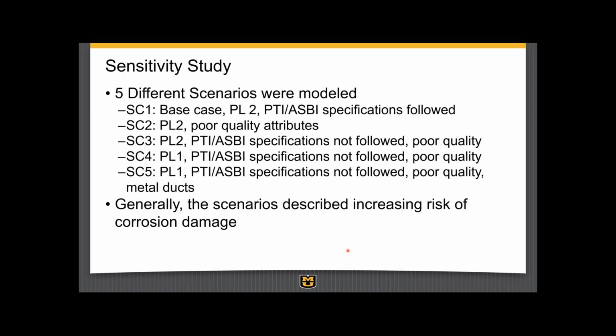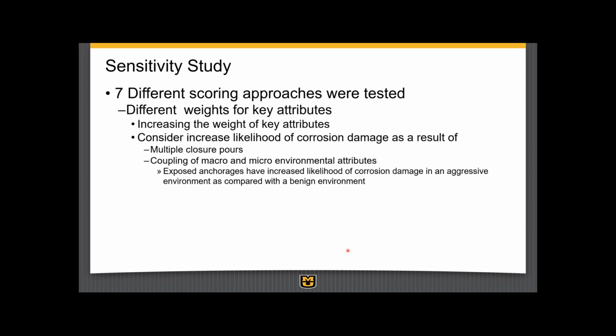Ones where, for example, it's a bridge built to PL2, and all the PTI ASBI specifications are followed in that bridge. And then maybe scenario 2, it's PL2, but it's got poor quality attributes. Essentially, if you go through these 5 models, you're getting higher and higher risk as you go down, to see what these examples yielded in the end.